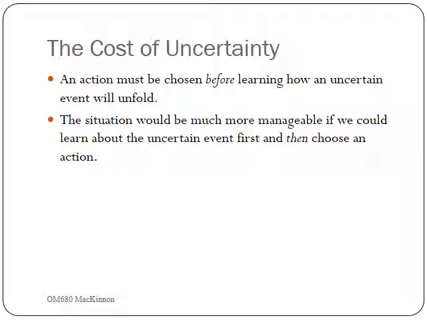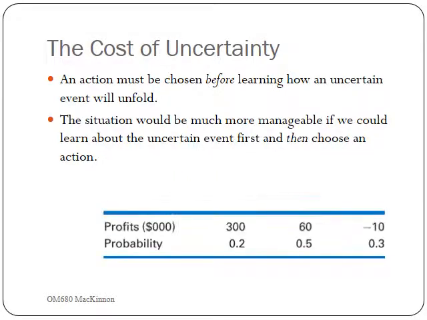Okay, and so obviously the situation would be a lot better if we could learn about the uncertain event first and then choose an action. So go back to our toy example. We don't know if the market will be good, fair, or poor, but if we did, we'd be able to make a much more informed decision. So obviously, if we were to know which way the market was going to go, then we would choose the best value in each of those markets.